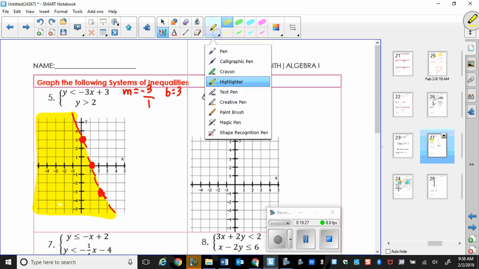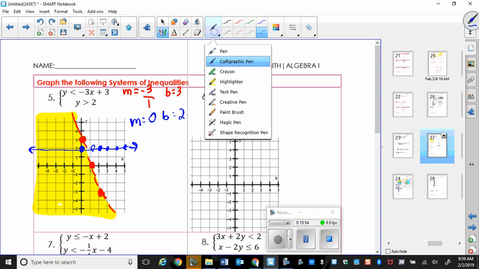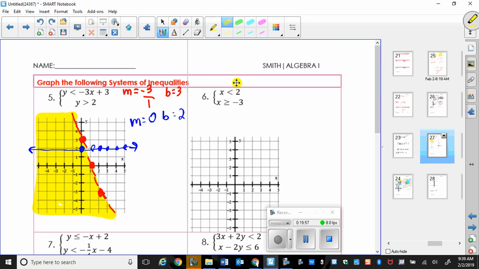Now, for my second equation, my slope is 0. Y-intercept is at 2. So slope 0, y-intercept at 2. This is a horizontal line where all y values are 2. Okay? And what about the shading? Well, it's greater than. So it's above the line and it's on the line.